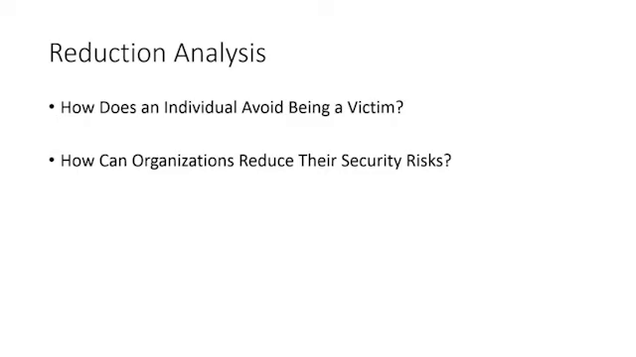Now we also have a reduction analysis. So how does an individual avoid being a victim in the first place? How can we keep them from being compromised, getting that PII, or having their workstation compromised, or becoming the victim of a social engineering attempt or a phishing attempt? You got to think about how can organizations reduce their security risks. How can we get in and reduce that, which kind of ties back to individuals.